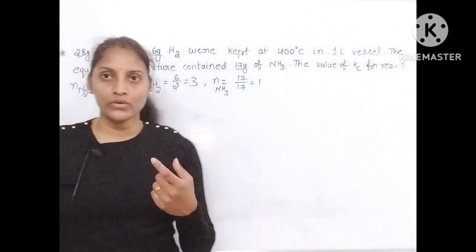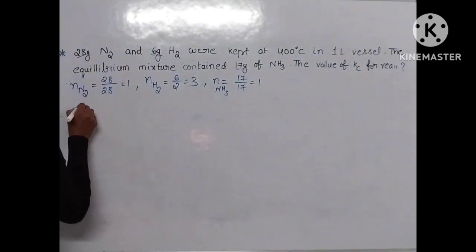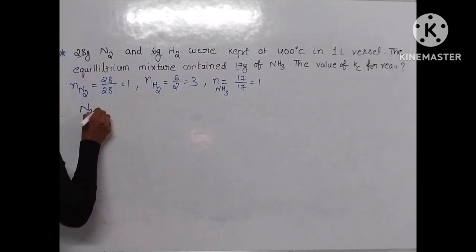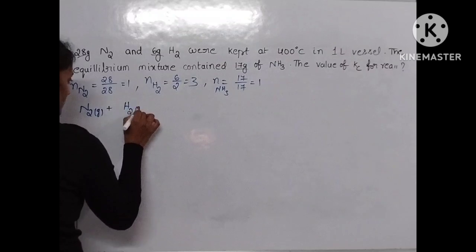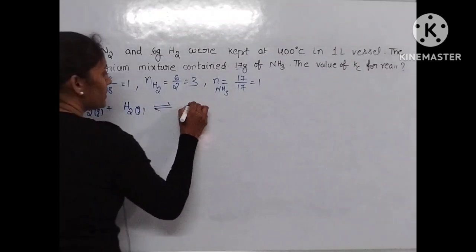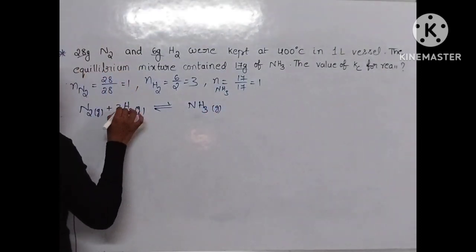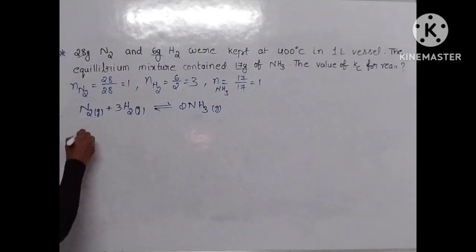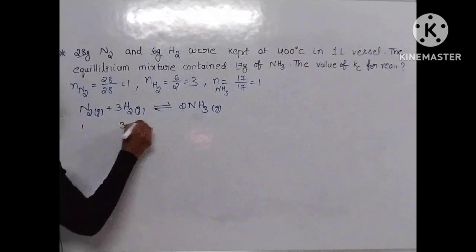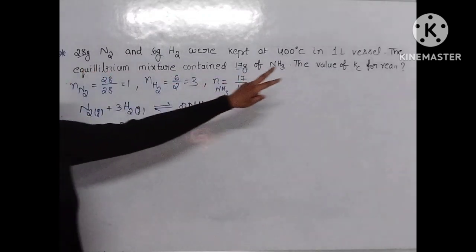Then you can write the balanced chemical equation for this problem: N2 gas plus H2 gas is reversible, giving NH3 gas. You can balance this to 2 moles of NH3. So here how many moles? This is 1 mole, this is 3 moles, this is 2 moles. Is there any other information here? A 1 liter vessel is there.